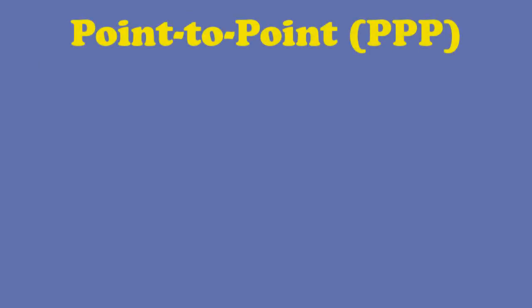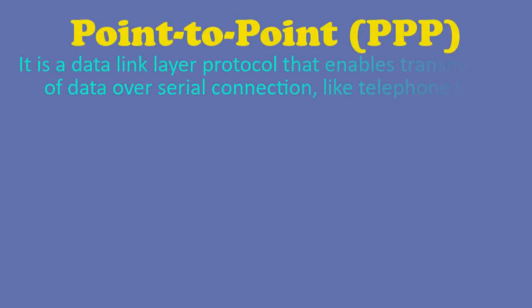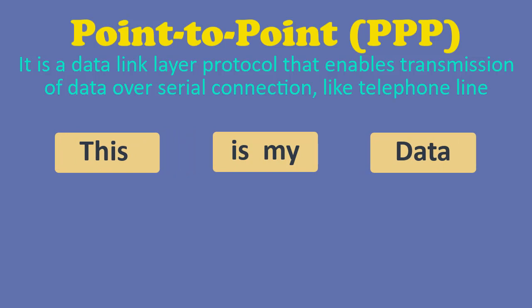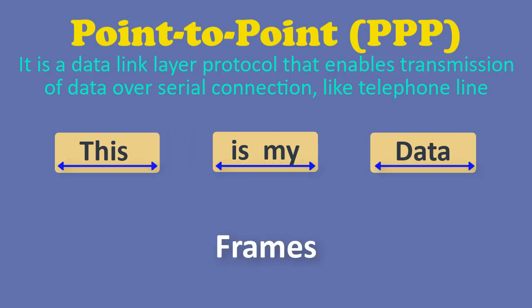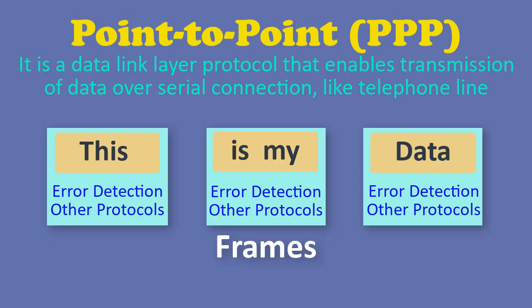Next is Point-to-Point Protocol or PPP. It is a data link layer protocol that enables transmission of TCP/IP traffic over a serial connection, like a telephone line. It divides a stream of data into shorter pieces called frames. It defines a framing method to clearly define the end of one frame and the start of another. It incorporates error detection and also includes additional protocols for bringing communication lines up, authenticating, and bringing them down when no longer needed.